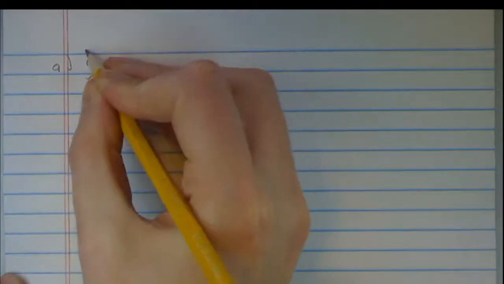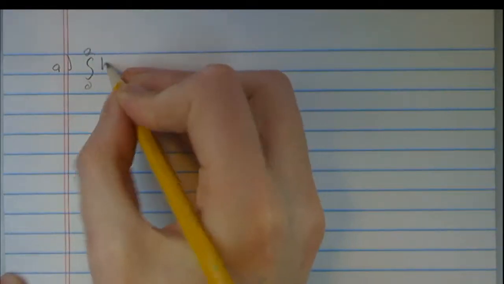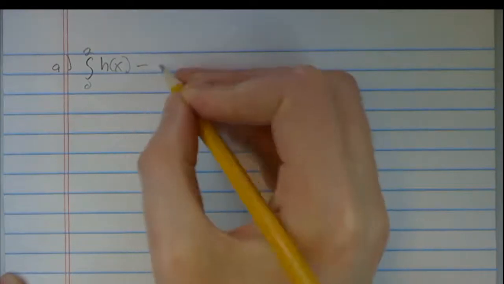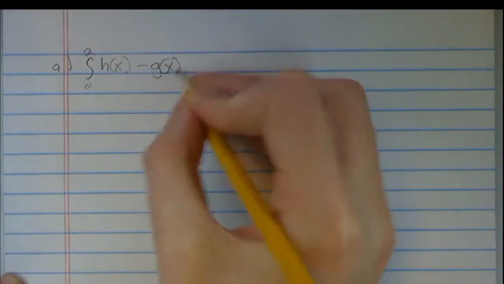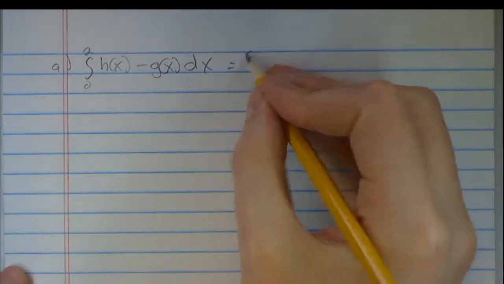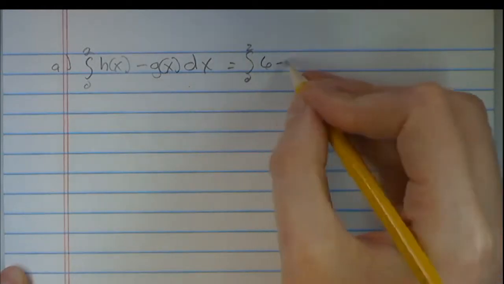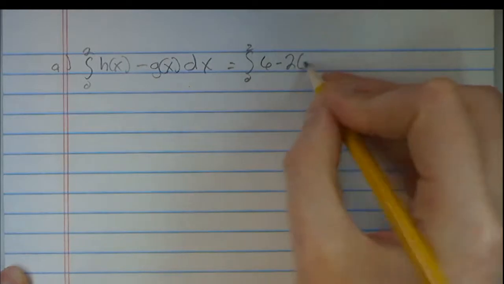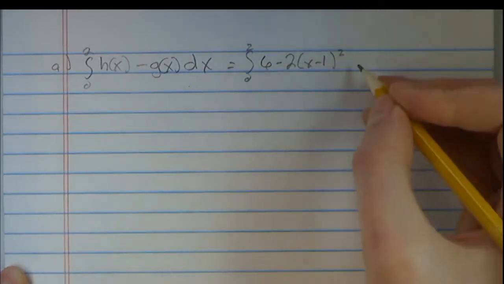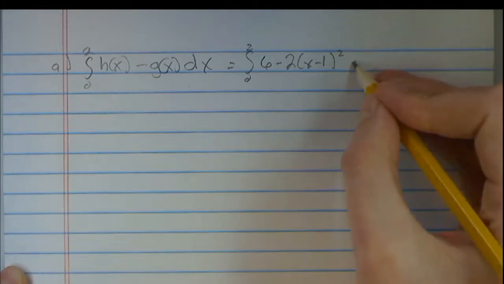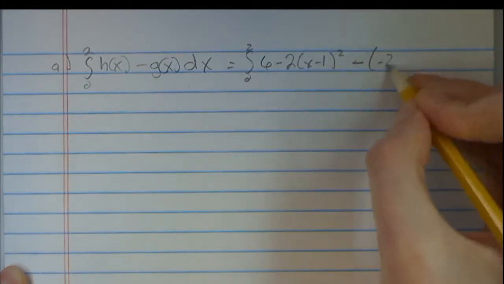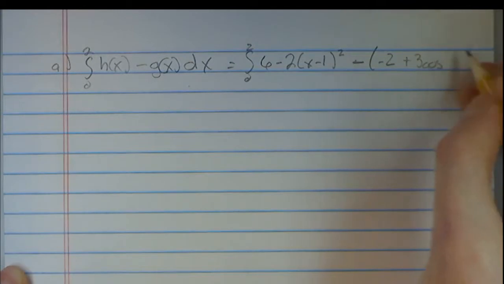We have the integral between 0 and 2 of h of x minus g of x dx. Let's fill some stuff in. H of x is 6 minus 2x minus 1 squared, and then minus negative 2 plus 3 cosine pi over 2x.